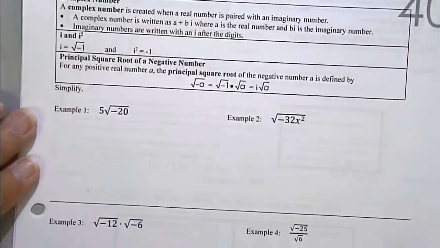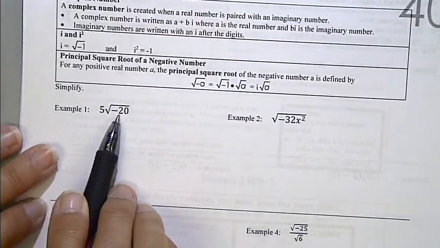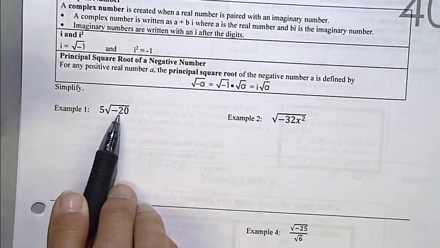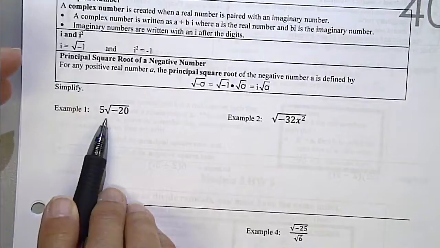All right, let's take a look at this first example here. I've got 5 times the square root of -20, and normally we would have said, before this point in your algebraic life, well, that can't be done. There's no such thing as the square root of a negative number.